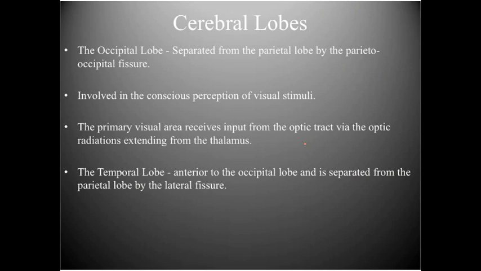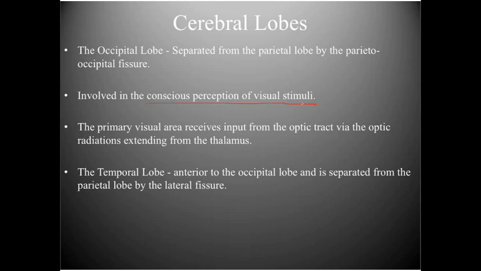The occipital lobe is separated from the parietal lobe by the parietal occipital fissure. It's involved in the conscious perception of visual stimuli. And so basically what the occipital lobe does is it takes what you perceive as visual stimuli and allows you to process this information, and it's concerned how you perceive things. The primary visual area receives input from the optic tract via the optic radiations extending from the thalamus.